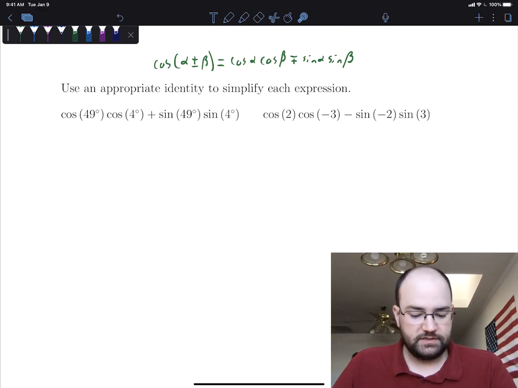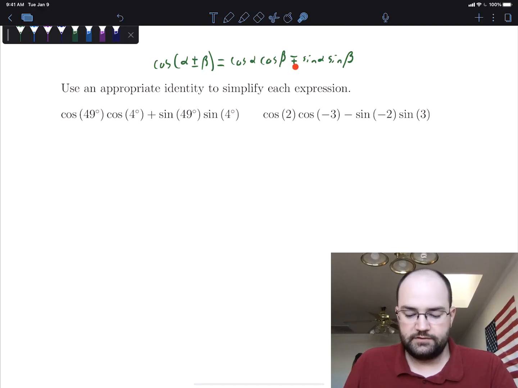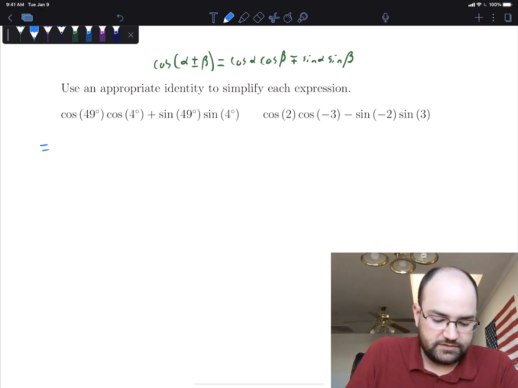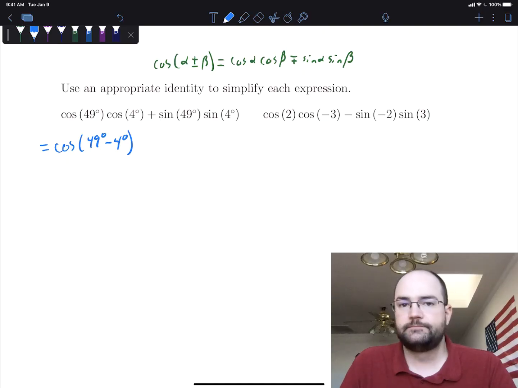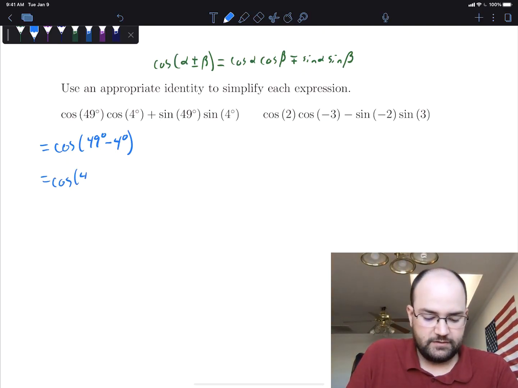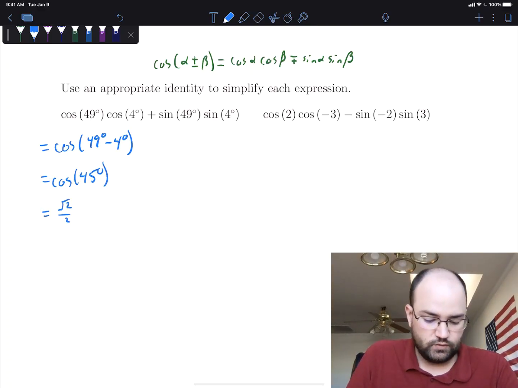Okay, so we want to look at the first one, cosine 49, cosine 4, sine 49, sine 4, and they're all in degrees. Notice that there's a plus here, and the one that we have over here is plus, which means we need to use the difference between the two. And we have to keep the order in which you see it here, so 49 and 4. So this is going to give me the cosine of 49 degrees minus 4 degrees. And 49 minus 4 is 45, so this gives me cosine of 45 degrees, which of course just simplifies to root 2 over 2.